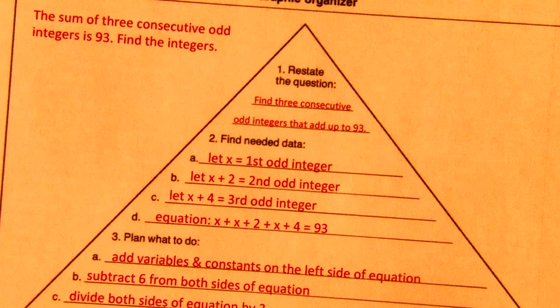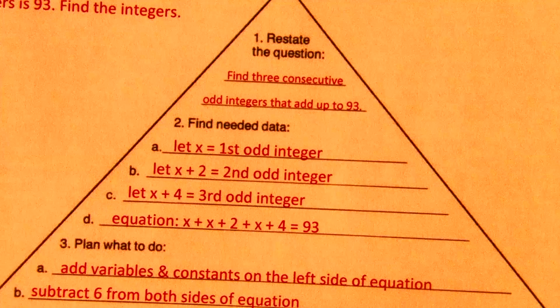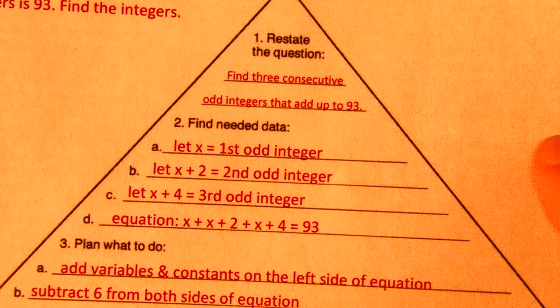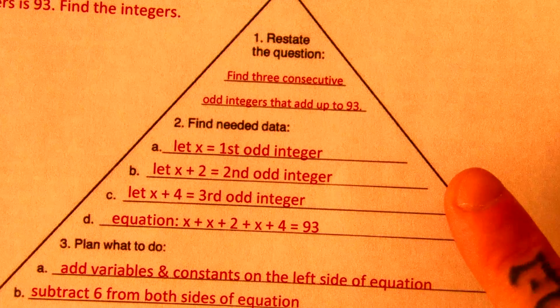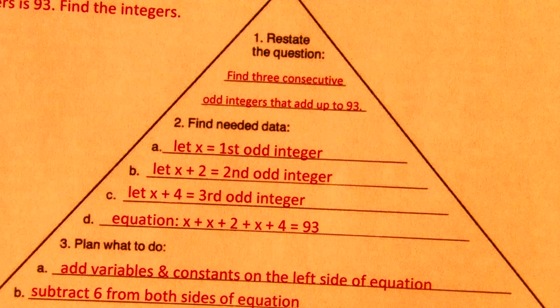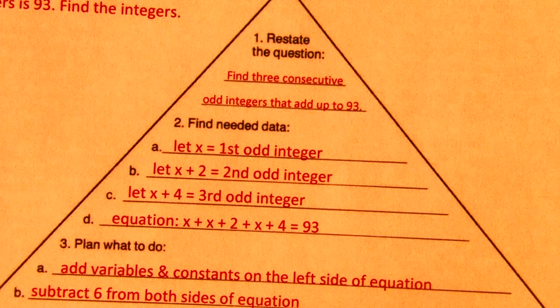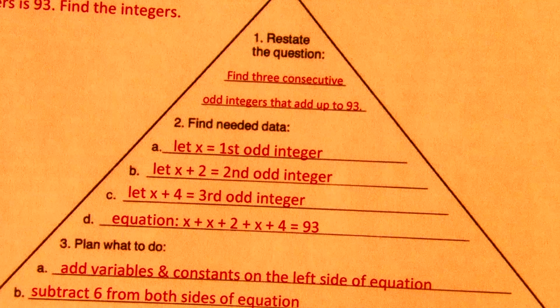So the next step is to find the needed data. So I think this is probably the step that the students struggle with the most. It's really easy for them to figure out, well, I know what an odd number is, 1, 3, 5. Those are examples of odd integers. And those actually happen to be consecutive odd integers because they are the closest numbers to each other.